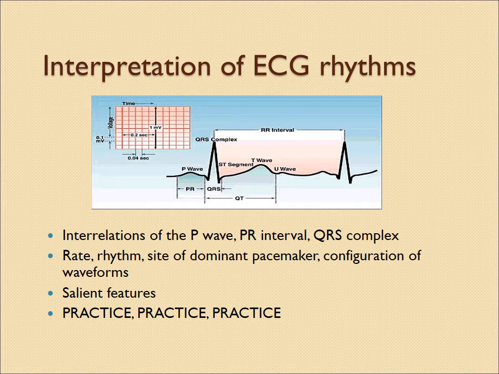So how do we interpret ECGs? Well, first off, we interpret ECGs by analyzing the waveforms and seeing how they all interrelate. So we're going to look and see what is the interrelationship between the P wave, the PR interval, and the QRS complex. We're going to look at the rate and see how fast the heart is going. What is the rhythm? Where is the site of the dominant pacemaker? And are the waveforms the proper kind of configuration that we should see?